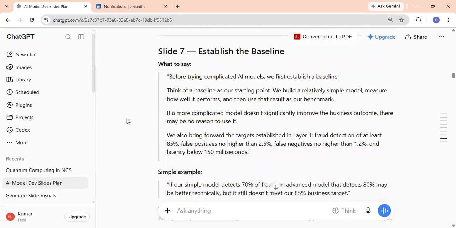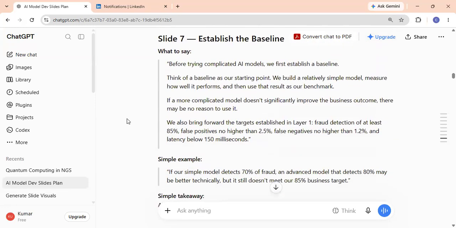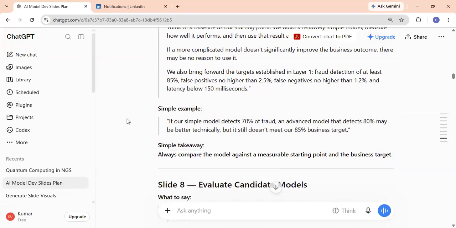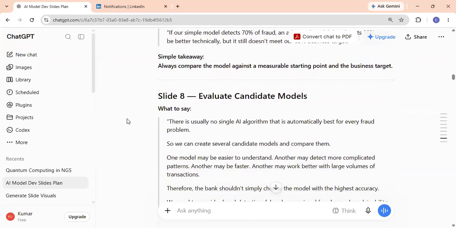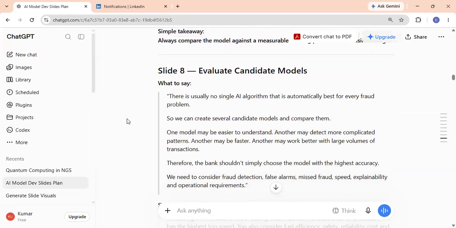Establish the baseline. Before trying complicated AI models, we first establish a baseline. Think of a baseline as our starting point. We build a relatively simple model, measure how well it performs, and then use that result as our benchmark. So this is also we discussed it actually. A simple model, then later on increasing all these things. Then eighth slide, evaluate candidate models.